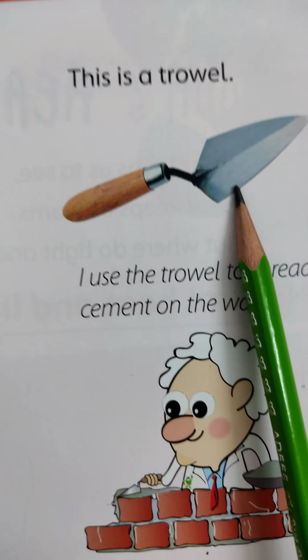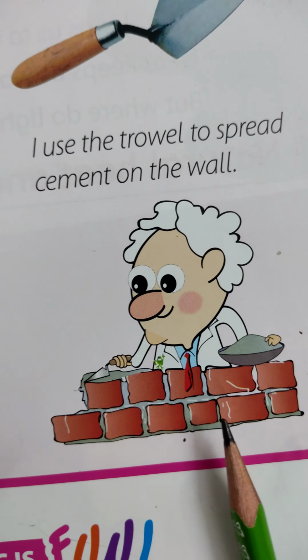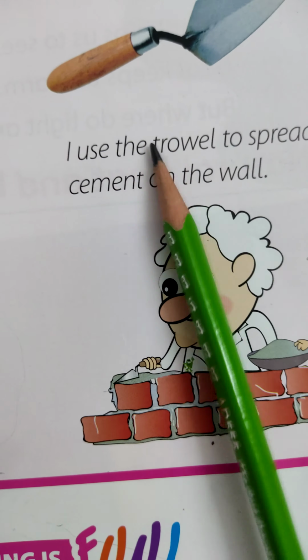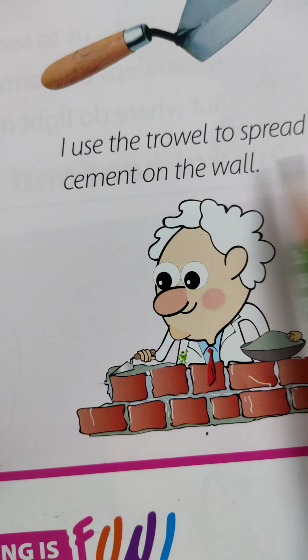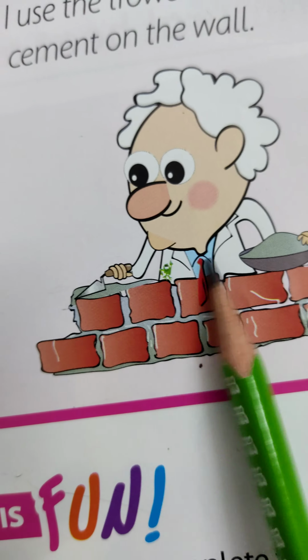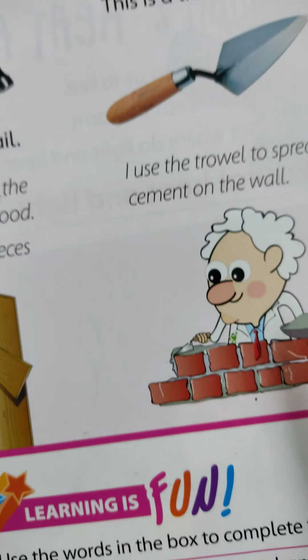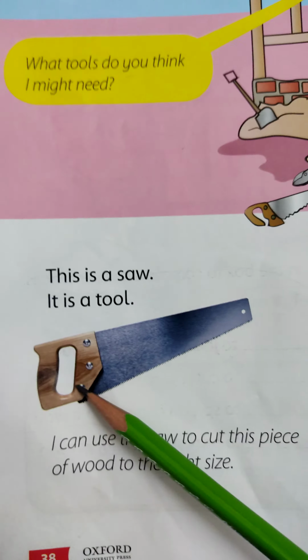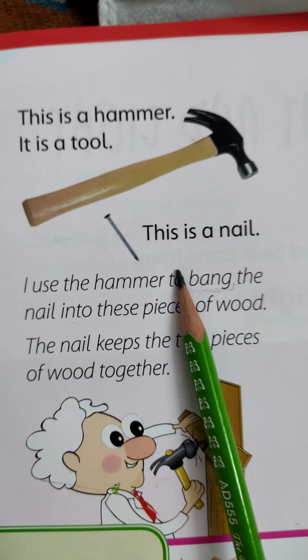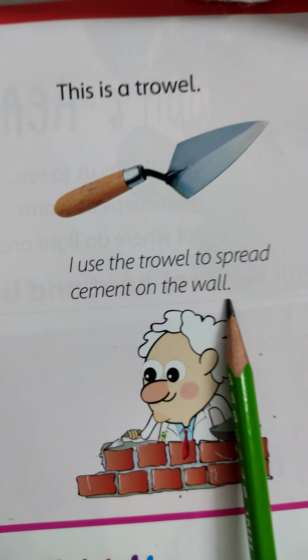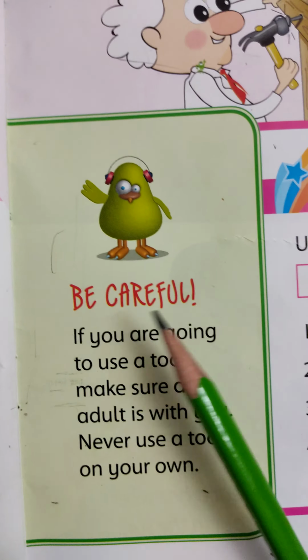This is a trowel. Why do we use a trowel? I use the trowel to spread cement on the wall. It is used for spreading cement on the wall. Here we study different tools for building. Number 1 is saw, hammer, and trowel.